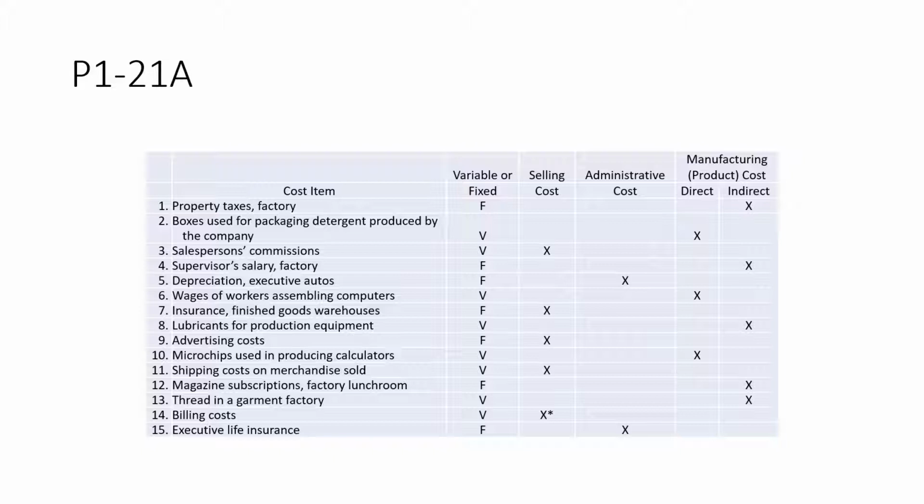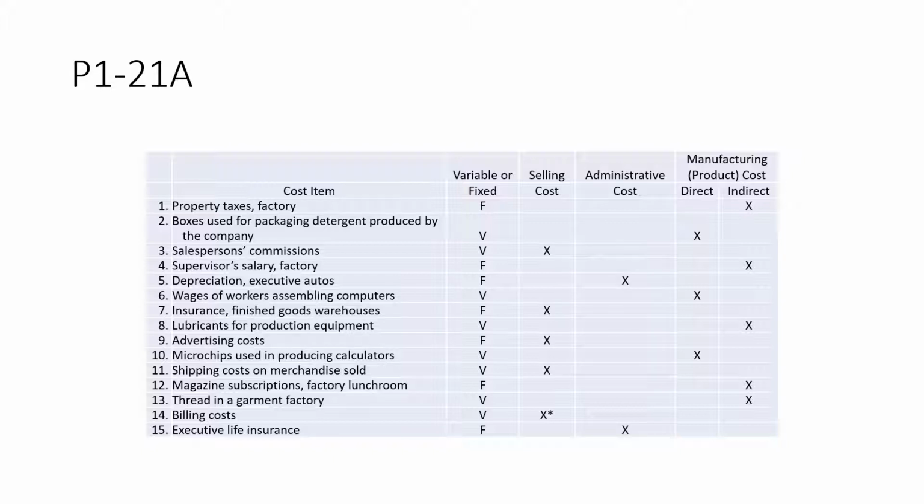Wages of the workers assembling the computers. Now, that's direct labor, so they are variable and it's direct labor for product costs. Insurance for the finished goods warehouse. That's usually fixed, so it's not based on the amount you produce, and it's a selling cost because you have to store it before you sell it.